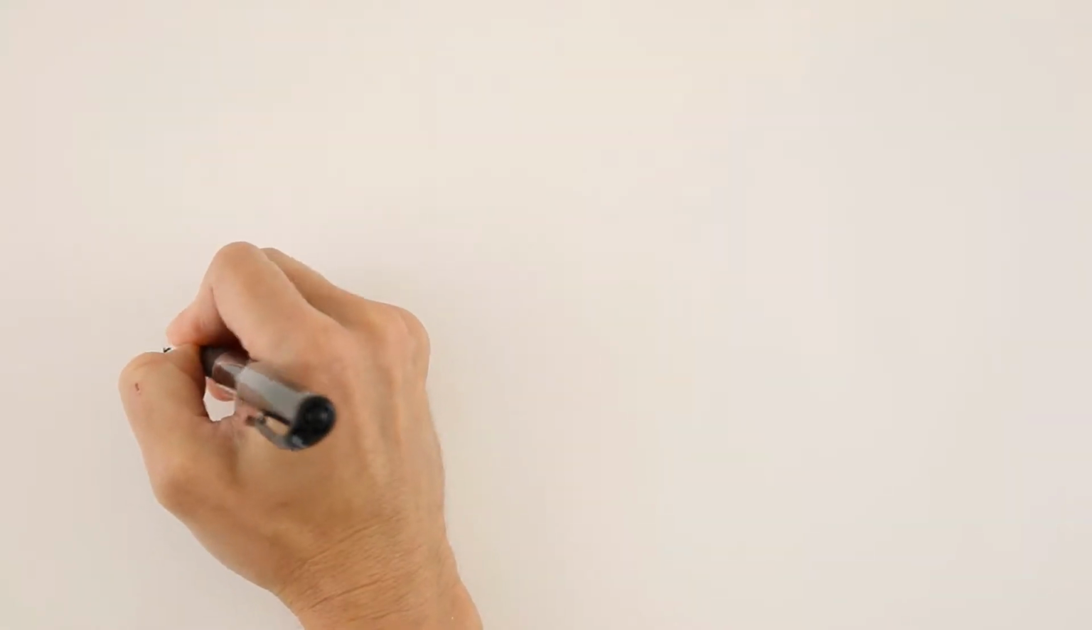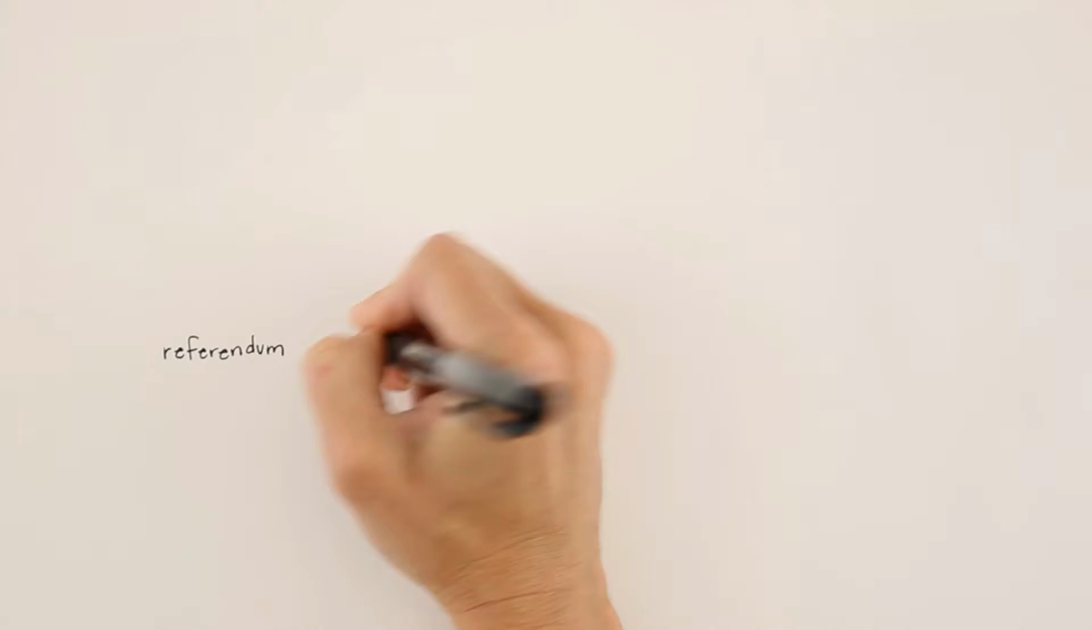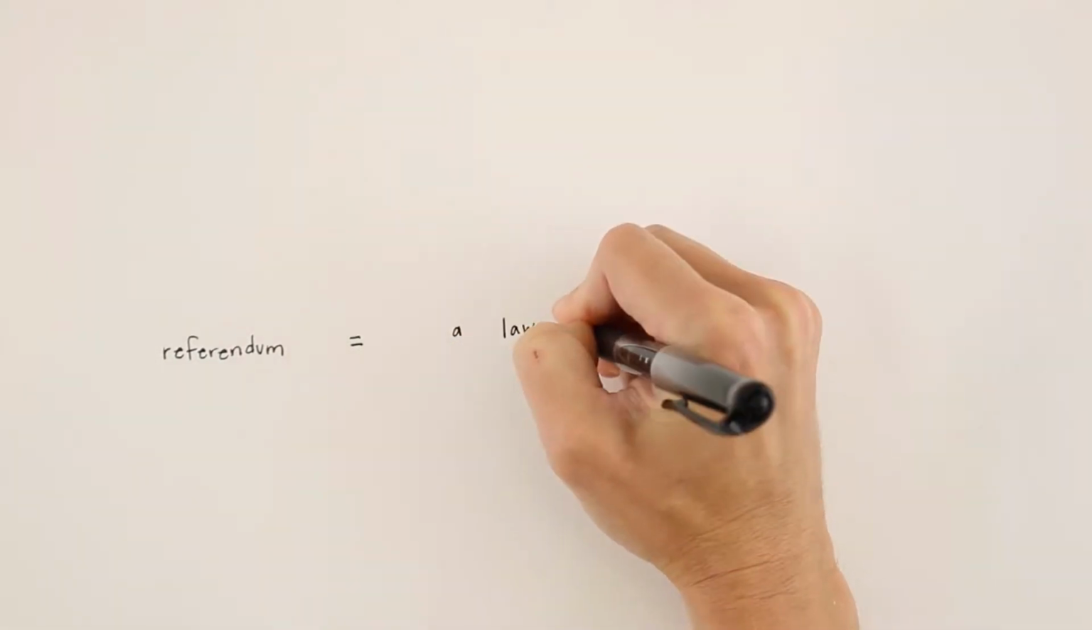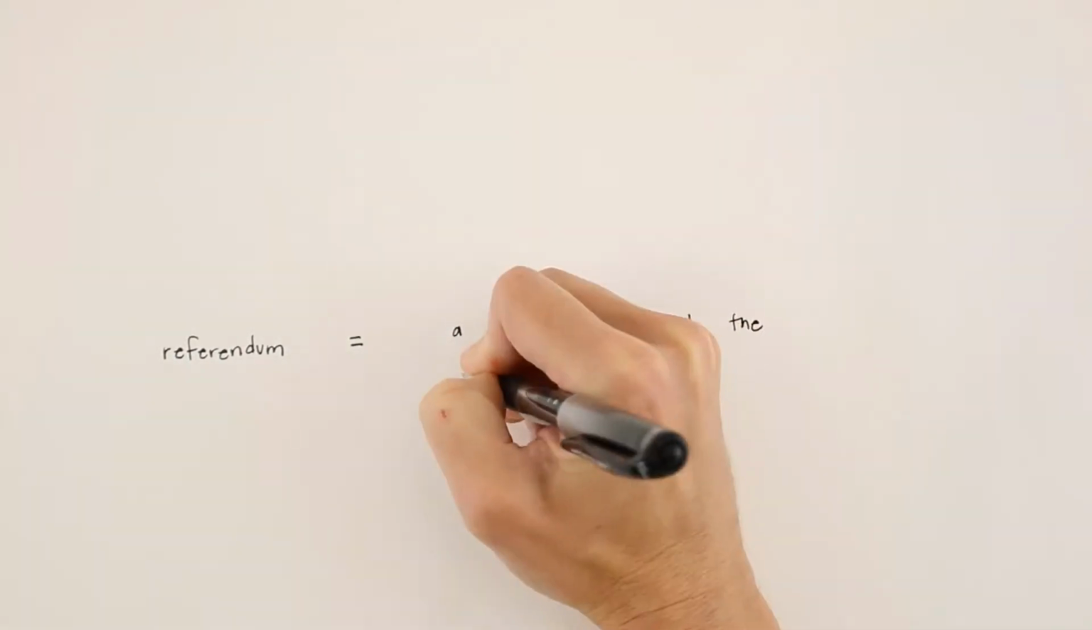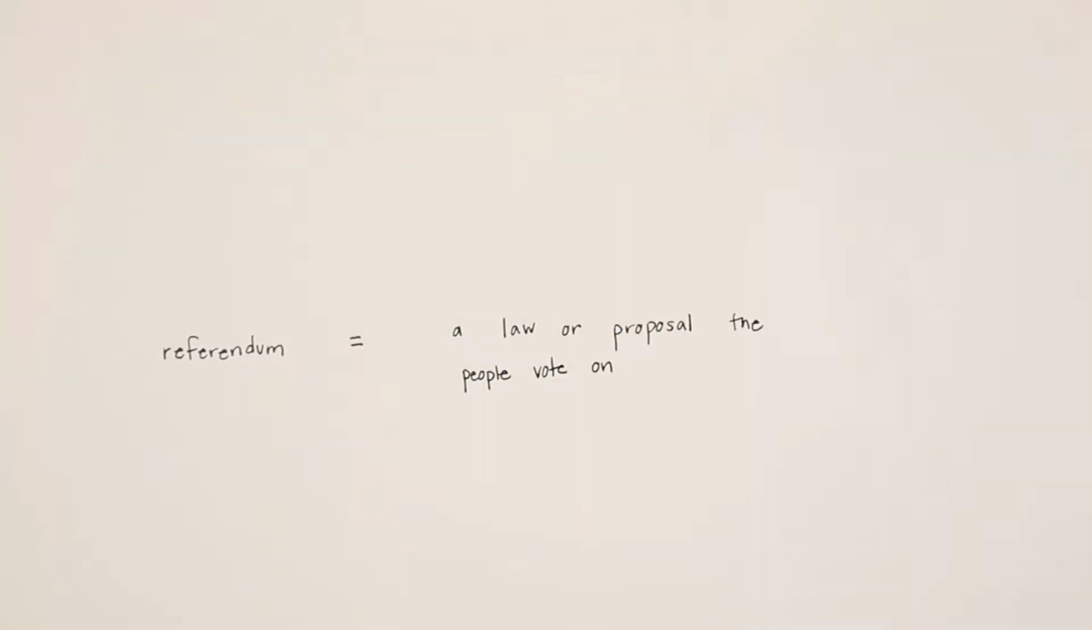The first way is called a referendum. A referendum is when a state legislature proposes a new law or suggests changes to an old law, and people are able to voice their opinion by voting on the law.